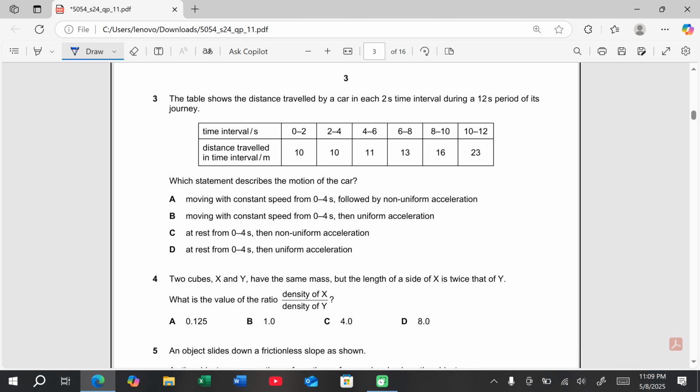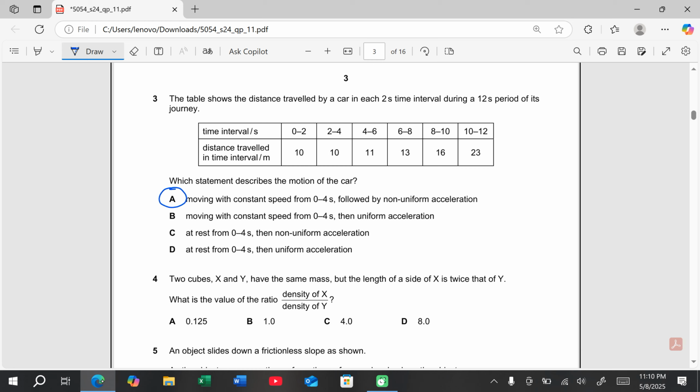The table shows the distance traveled by the car in each 2 seconds time interval during the 12-second period of its journey. Which statement describes the motion of the car moving at a constant speed from 0 to 4 seconds followed by non-uniform acceleration? If we see from the table, for the first 2 seconds it is traveling 10 meters. For the next 2 seconds it's again traveling 10 meters. Since it's traveling equal distances, it is traveling at a constant speed, and afterwards it's covering more distance, so it's a non-uniform acceleration. So A is the right answer.